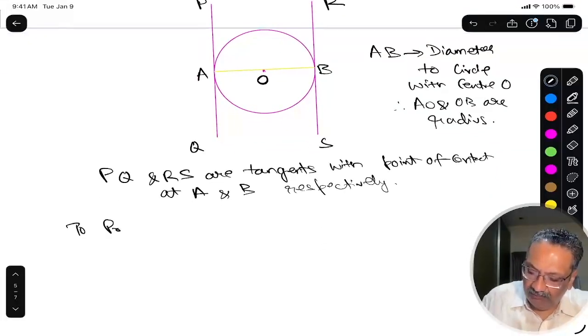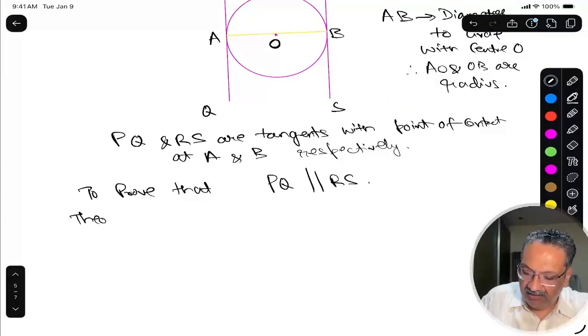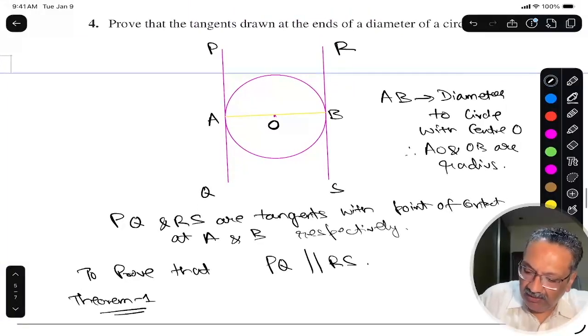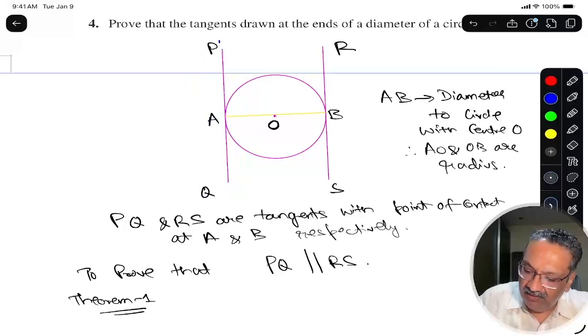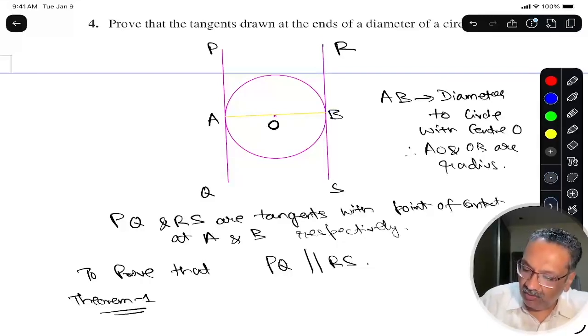Now we have to prove that PQ is parallel to RS. Okay. Now what does theorem 1 say? You have to write the theorem. Theorem 1 says that the tangent at any point of a circle is perpendicular to the radius at the point of contact. So here we know that PQ is a tangent. This is the point of contact and this is the radius. So this line PQ is perpendicular to this radius. In the same way, RS is a tangent at point B, which is perpendicular to the radius OB.